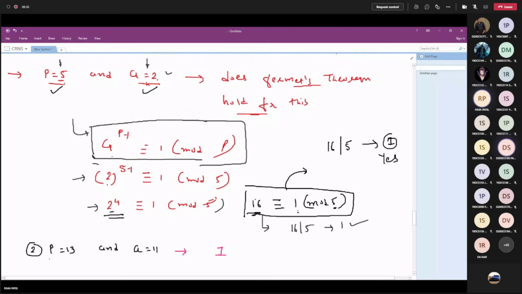Yes, because this is modular congruence, right? If you are having values like this, how can you just convert this into equal-to format? So that is, if I do 16 mod 5, then it should be equal to 1, right? So if the remainder is 1, by dividing this value by this value, then you can say that yes, Fermat's theorem holds. Clear?